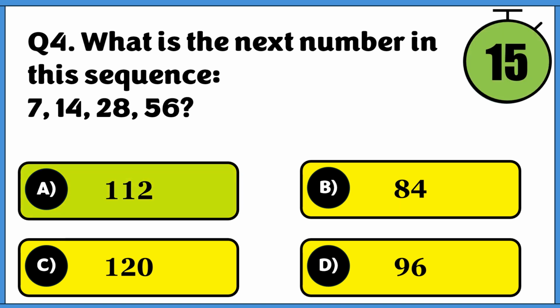The correct answer is A, 112. The pattern is multiplying each number by 2. 7 times 2 is 14. 14 times 2 is 28. And so on. So, 56 times 2 is 112.